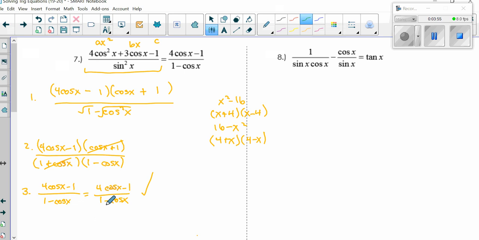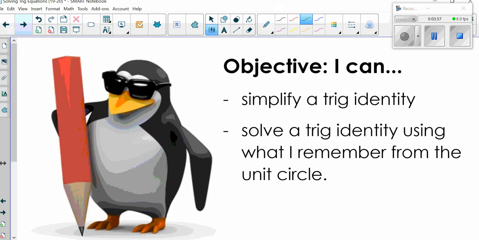Okay, so let's go into some solving. So the objectives today are for you to be able to simplify a trig identity. That's really just doing more of what we've been doing the last couple of days. And then the bigger objective today is that you can solve a trig equation using what you remember from the unit circle. Okay, so we're actually going to do that first. At this point, you should have a blank unit circle in front of you as well as notes. And I want you to fill out the unit circle.